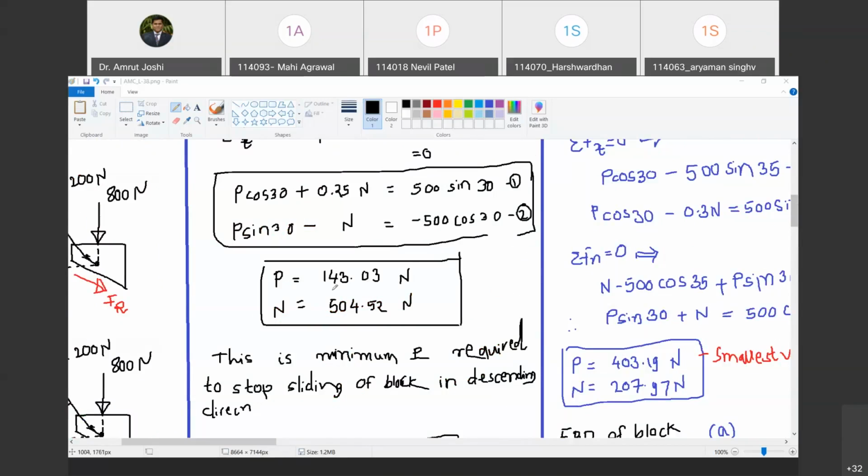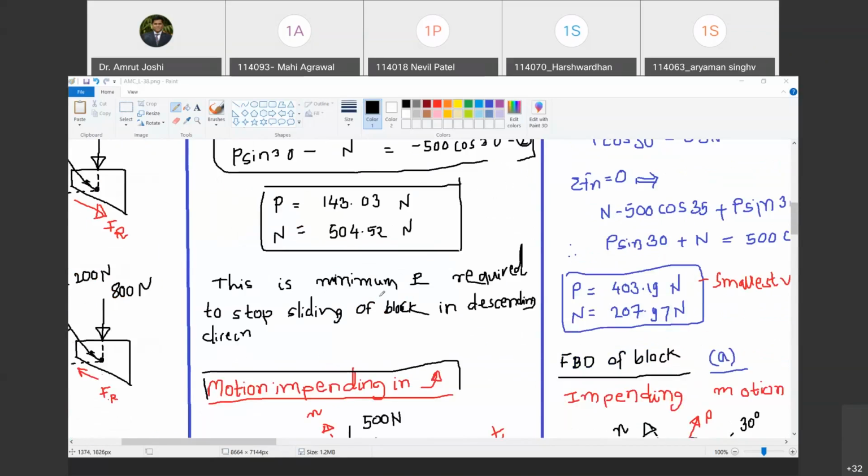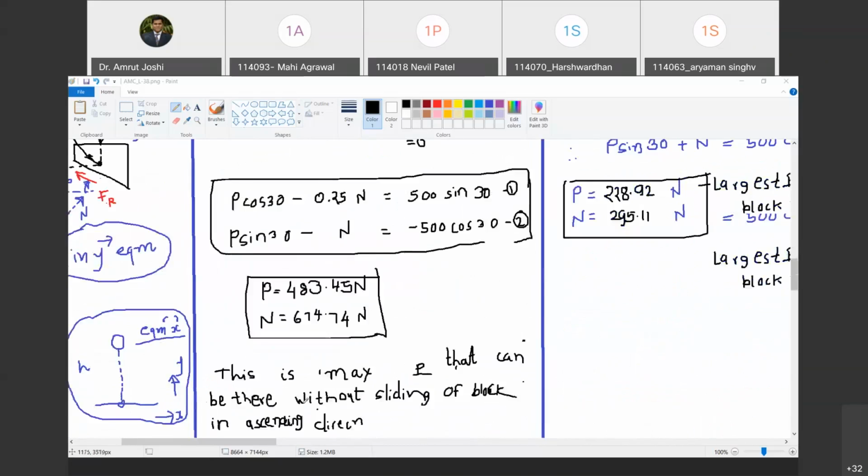अगर P की वैल्यू इसके नीचे आ गई तो the block is going to slide down. Are you with me? Yes, sir. So what is the value of P? What is the range of P within which the block is going to be in equilibrium? That range is this one.